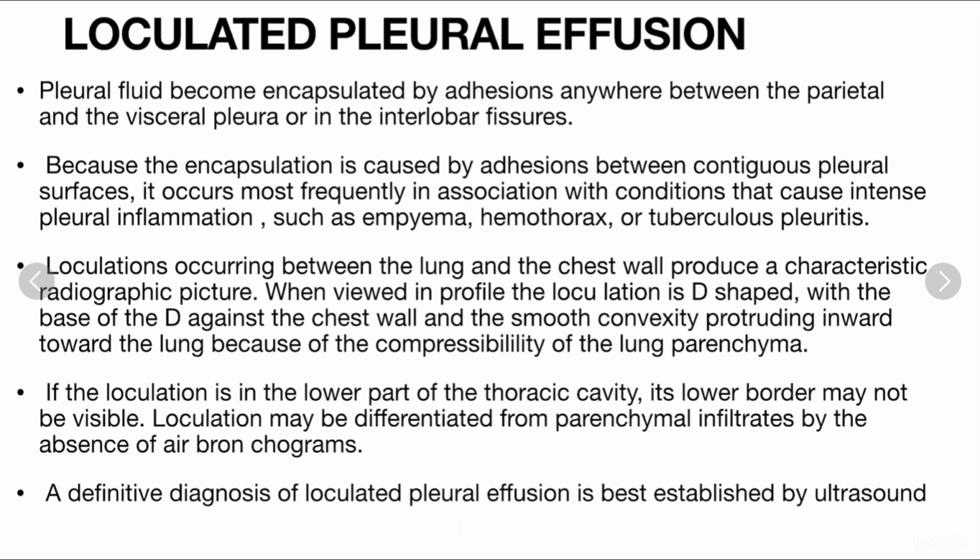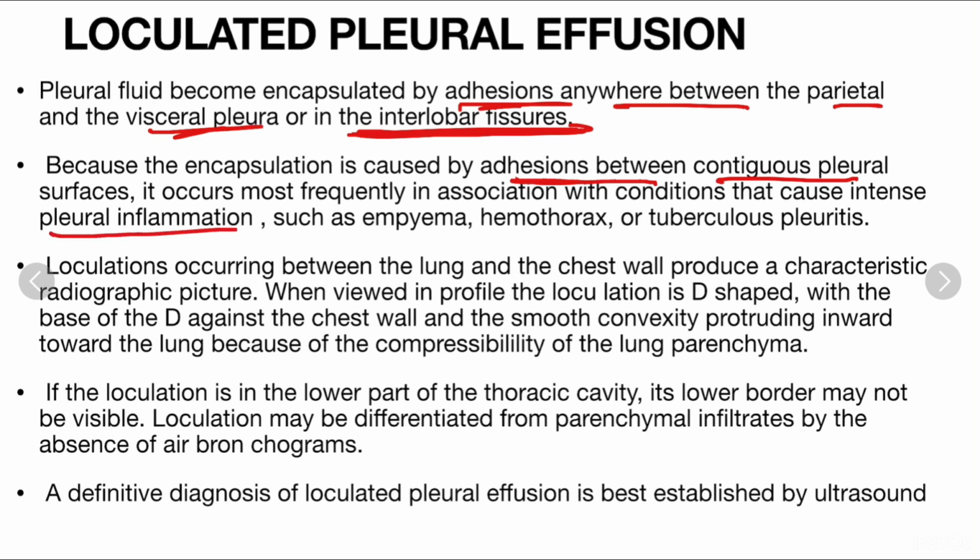Then they are talking about the loculated pleural effusion. Pleural fluid becomes encapsulated by adhesions anywhere between the parietal and visceral pleura or in the interlobar fissure. We should not forget this. It can accumulate also in the interlobar fissures. Because the encapsulation is caused by adhesions between the contiguous pleural surfaces, it occurs most frequently in association with a condition that causes intense pleural inflammation. Means if a loculated pleural effusion is present, then it suggests that it is due to intense pleural inflammation such as empyema, hemothorax, or tubercular pleuritis.